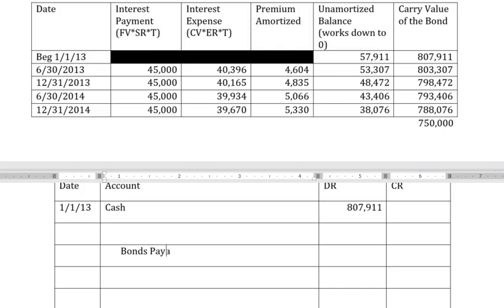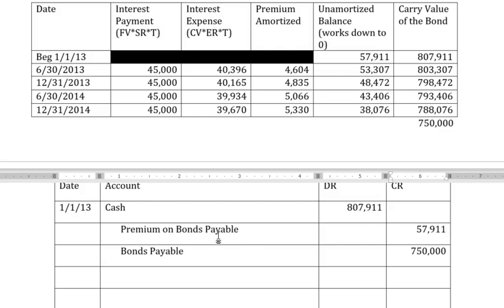And I know we need to hit bonds payable. Remember, the bond payable is always going to be carried at its face value as far as the account goes. Now on the balance sheet, it's carried at its carry value. But in the actual bonds payable account, we're going to hit, it's carried at face. And then do I need a premium or a discount? Well, in this case, I need a premium because I received more. So our premium on bonds payable will go in, and that would be the 57,911. And that way we know we're in balance. So that would be our inception when we actually issue the bond.